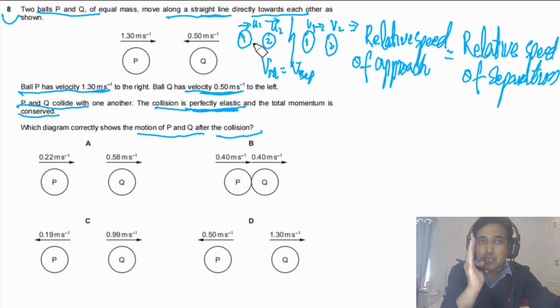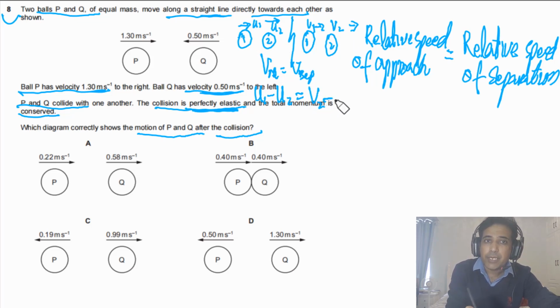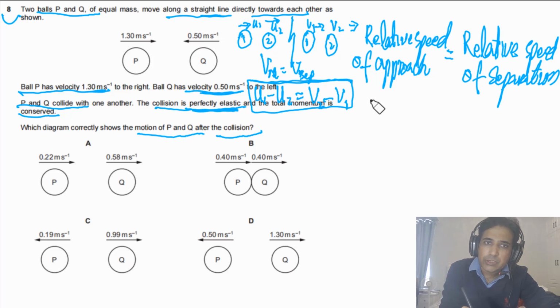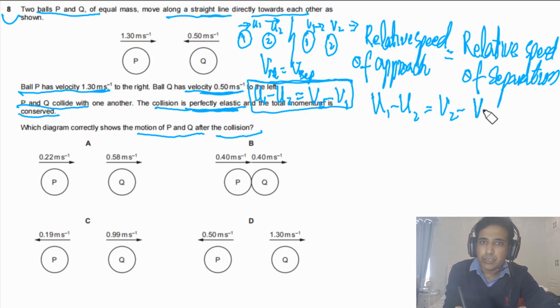So in this case, approaching speed is u1 minus u2. So u1 minus u2. And how about this one? Relative speed of separation, that has to be equal to v2 minus v1. So this is how you can write down for this one. Now we will write down the same formula here. We will write down u1 minus u2. This one has to be equal to v2 minus v1.